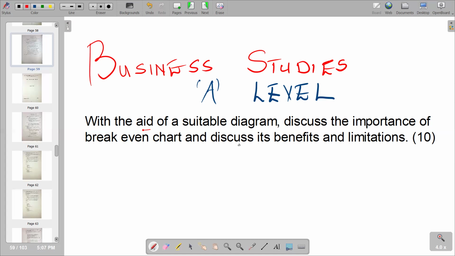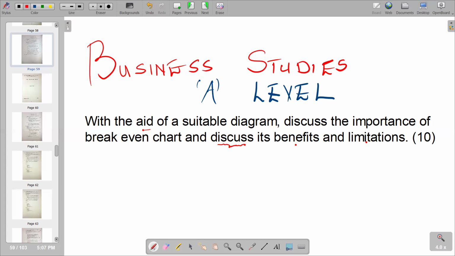Then for the second part, we are told to discuss the benefits and limitations. So you are supposed to come up with the benefits of break-even analysis, and also the limitations of break-even analysis on the other end. Remember, this is a two-sided question as we are being asked to discuss. When we discuss, we are supposed to look at both sides. So this is a two-sided question without a judgment.